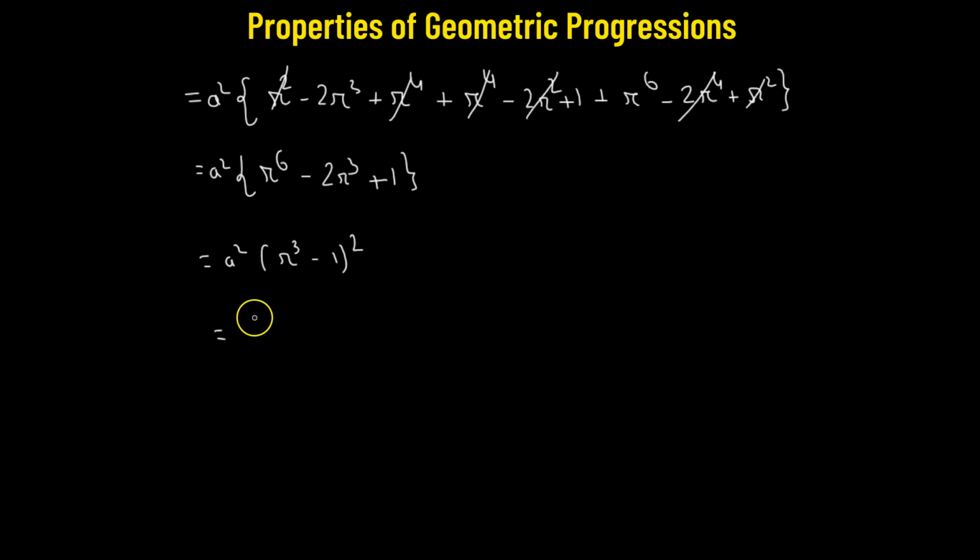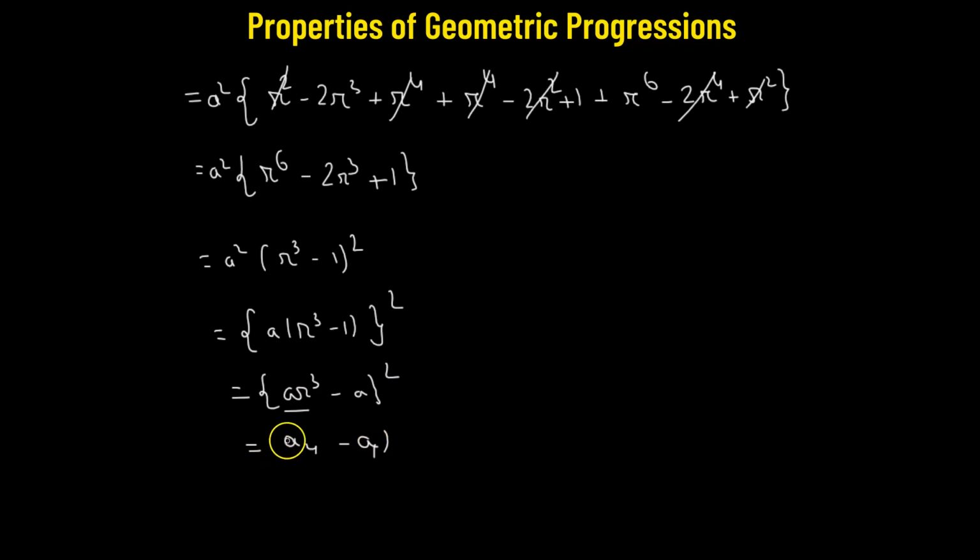Or simply we can rewrite it as (a times r cubed minus a) whole squared, which will be equal to (ar cubed minus a) whole squared. Now what is ar cubed? That's the fourth term. So a4 minus a, this is the first term. And we have already defined that the fourth term is d. So we have (d minus a) whole squared. So this is the expression on the right hand side.